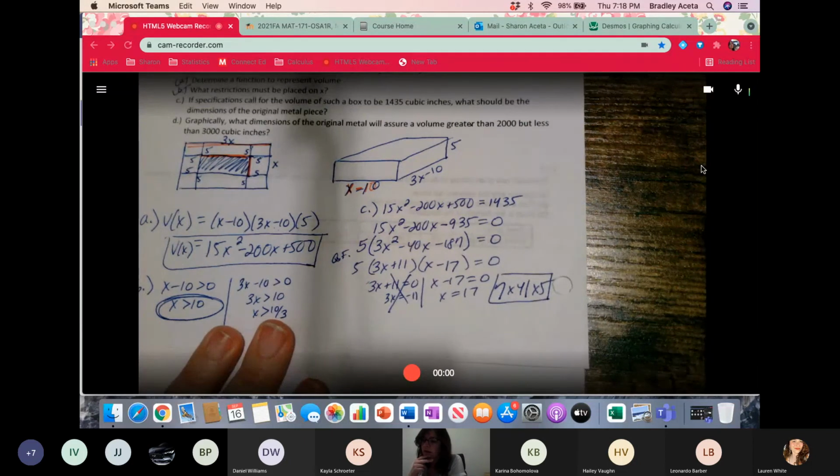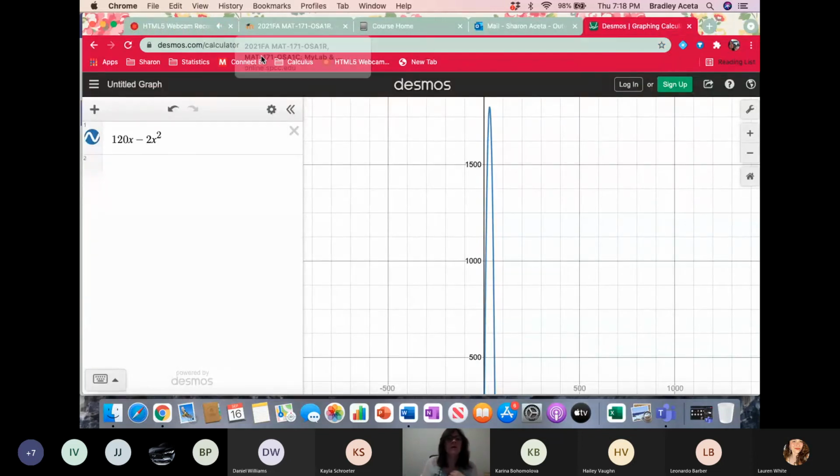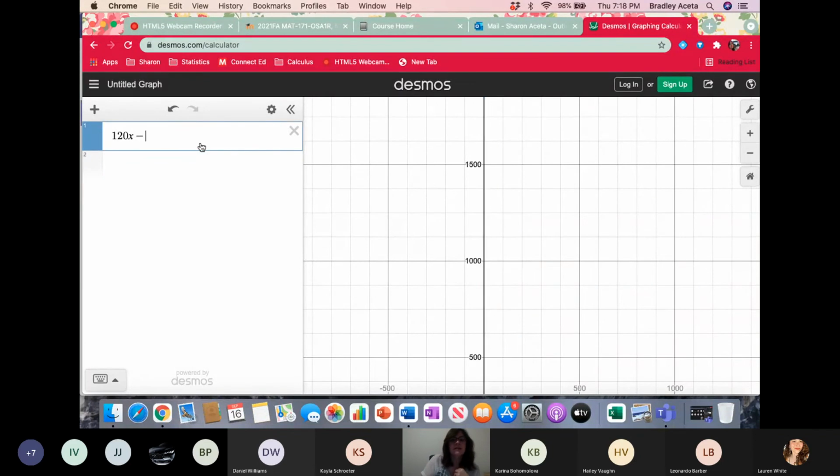And then part D, graphically, what dimensions of the original metal will assure a volume greater than 2,000 but less than 3,000? So I'm going to go to Desmos. Work for me, buddy. And I did this before and it was working fine. I'm going to put in my original function, 15x squared minus 200x plus 500.